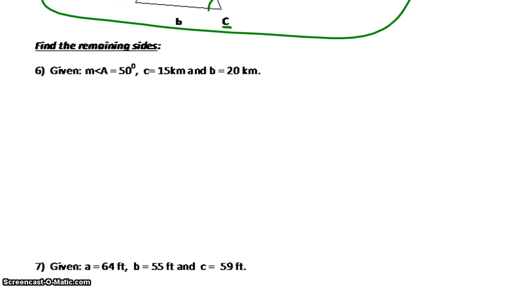Now notice that they give us angle A, they give us side C of 15 and B of 20 kilometers. Now, because we have the angle A, we are going to have the cosine of 50 degrees. Now that is going to be one part of our function, which means on the other side of the equal sign, I will have my A squared. So that is what I'm going to solve for.